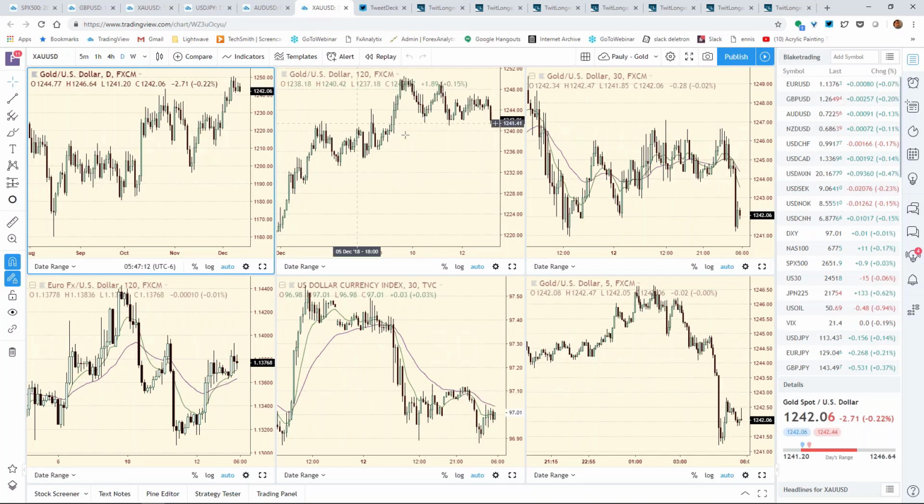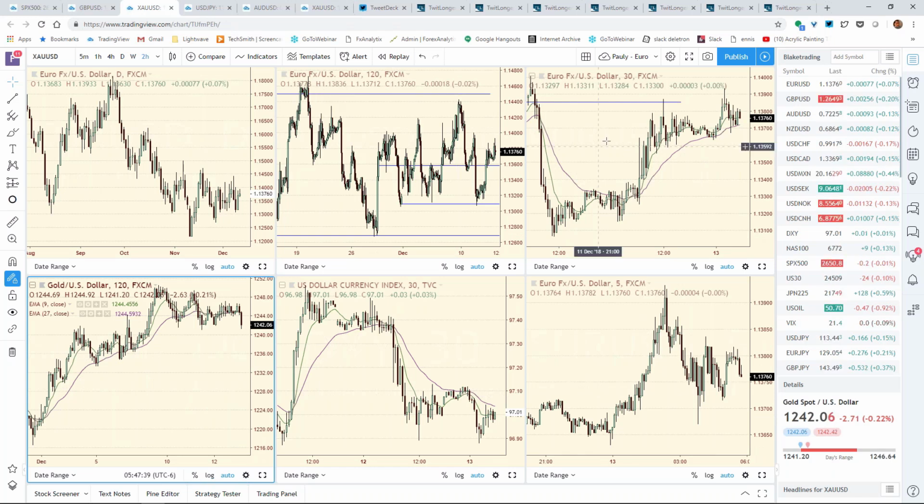And here's the gold. Once again, we'll be looking at the XAU going forward, but we know that the premium right now between that and the futures is about $4.50. Fed futures are trading at 1246.50, XAU spot 1242.06, essentially $4.50. Well, let's take a quick look at the euro.